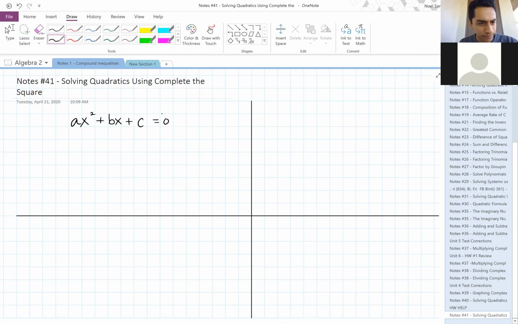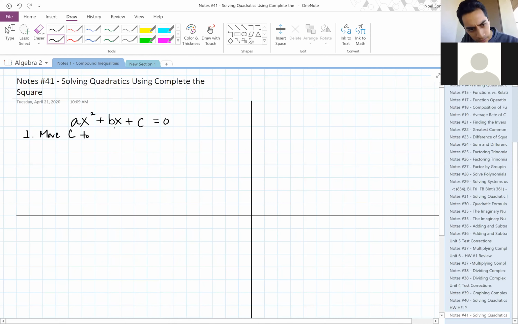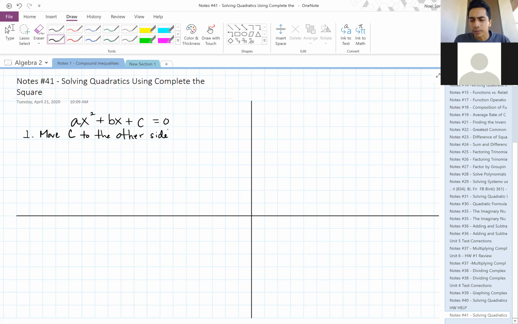All right, so for number 1, first step. The idea here is to first move c, which is your constant, to the other side. That's typically counterintuitive. You're just like, why would I move it to the other side? Typically we've been told to move everything to one side. So a lot of it is anti-conventional, but just follow with me here. All right, so we move the constant to the other side of the equation. That would be step 1.